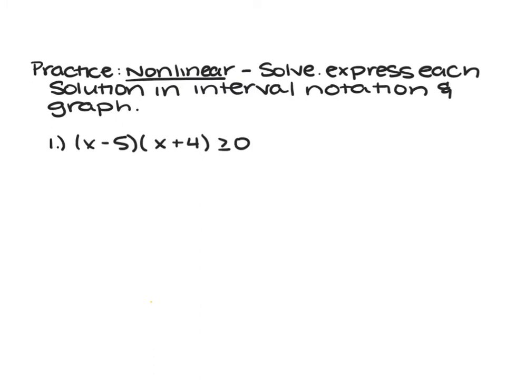we have x minus 5 times x plus 4 is greater than or equal to 0. This is already factored for you. So the only thing you have to do is change this to be equal to 0.